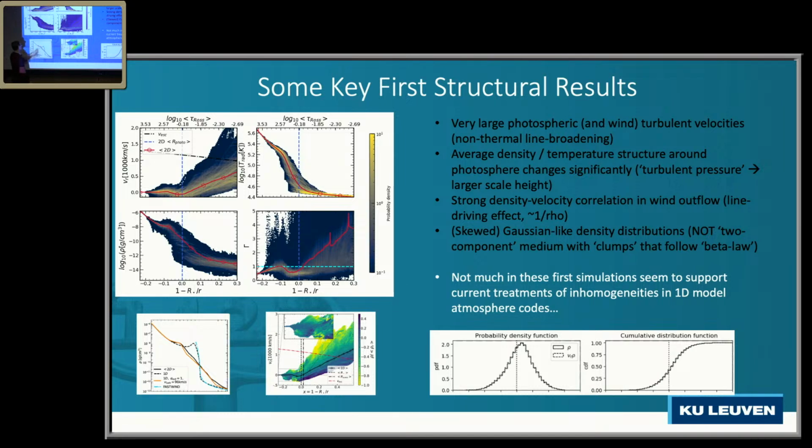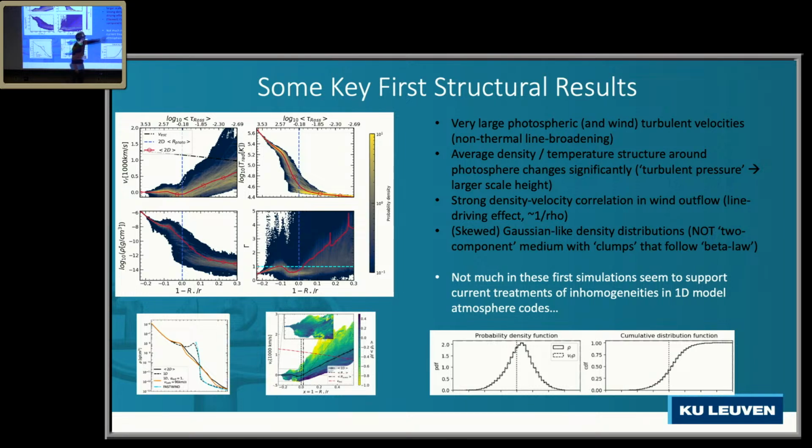There is another thing, and that's the strong density-velocity correlation in the wind outflow. The line driving essentially means that the radiation force goes with 1 over the density to some power. So that means that there is less radiation force on the high density parcels. When you look at this in the probability density maps, in the subsurface regions here there's not really a strong correlation. What you really see here is that all the high density material is moving significantly slower than the mean velocity. And this is something we see consistently in the Wolf-Rayet models.